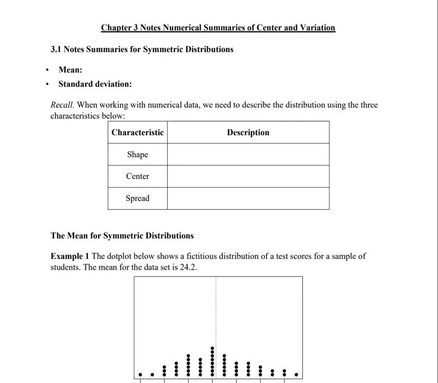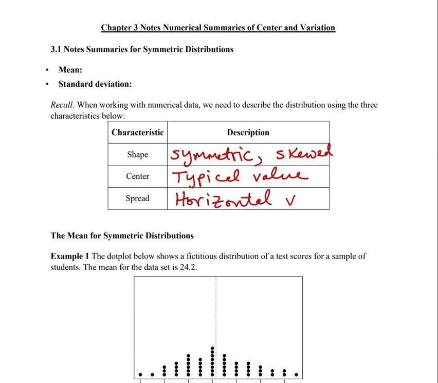Before we get too into that, I want to remind you what are the three characteristics we use to describe numerical data. Well, the first was shape, and we said that could either be symmetric or it could be skewed, and then with that, it may not be unimodal. We might need to talk about bimodal data. Sometimes that comes up. The next characteristic is the center. The center is the typical value, or a value we feel really represents that data set. And then the last was the spread, which we could also think of as the horizontal variation.